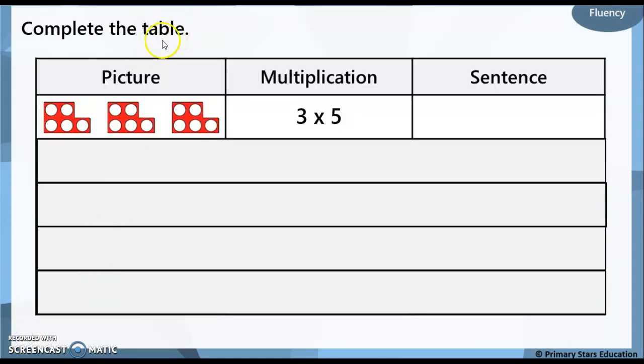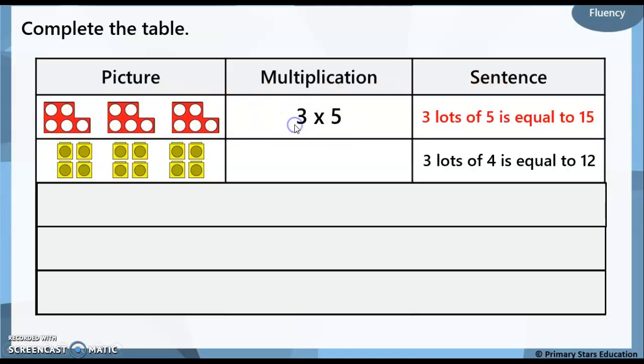Here we have a table. So we've got the picture, multiplication, and the sentence. We've got 5, 10, 15. There's 3 groups of 5. So we've got 3 lots of 5 is equal to 15.